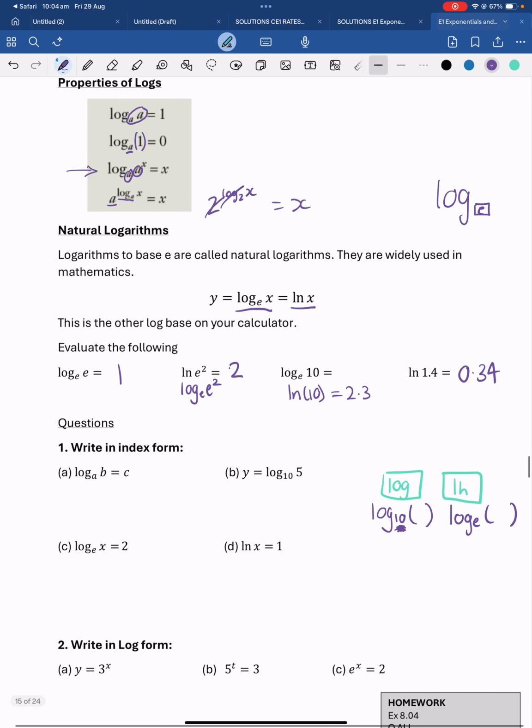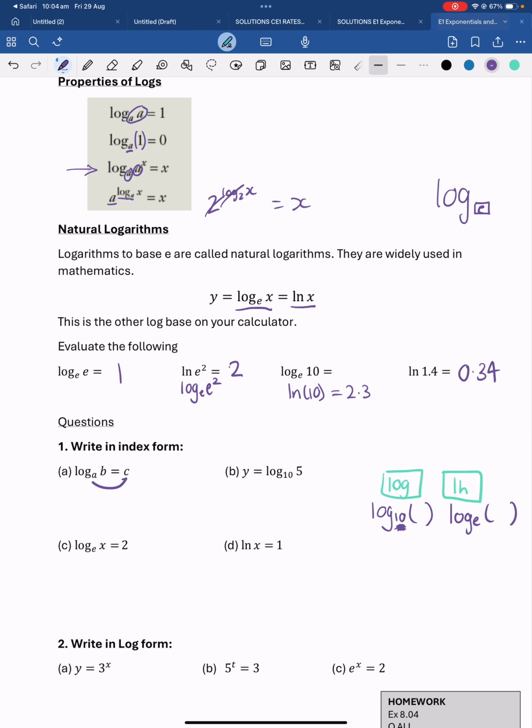So, okay, questions here. Write in index form. Well, a to the power of c equals b. We know how to do that now. Remember, if we've got y equals over here, it's the same as equals y over here. So we've got 10 to the power of y equals 5. It only says to write in index form. It doesn't say to solve it, so I'm not going to go any further than that. e to the power of 2 equals x. And remember, this is the same thing as log e x equals 1. So e to the power of 1 equals x.